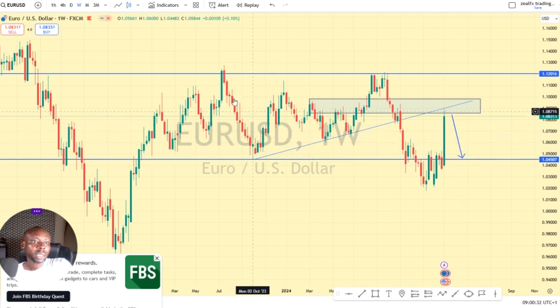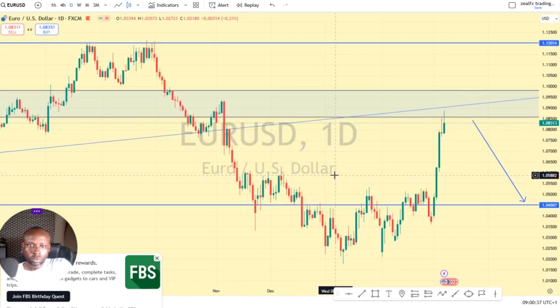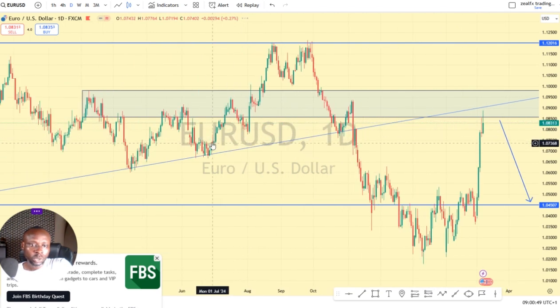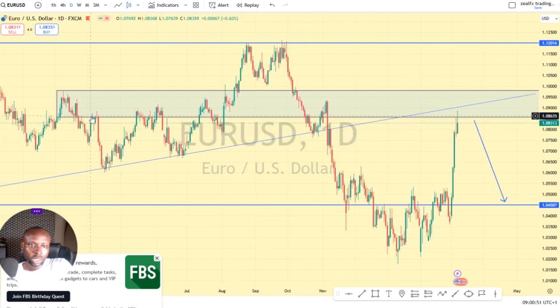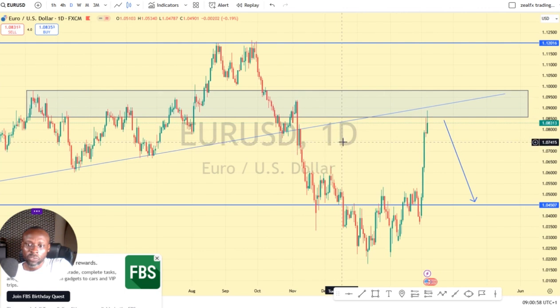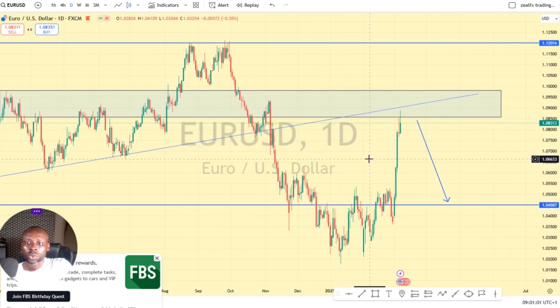So let's look at the daily chart of the Euro USD. On my daily chart, you can see that we have a resistance here and price tested that resistance twice and price still closed below it. This shows that we expect the Euro USD to drop this coming week, to this level, this level, this resistance. So we expect price to drop this coming week for the Euro USD. So look out for your possible selling opportunity for Euro USD.